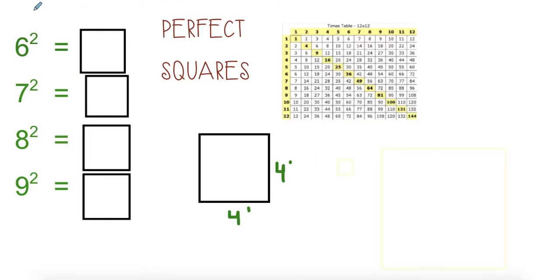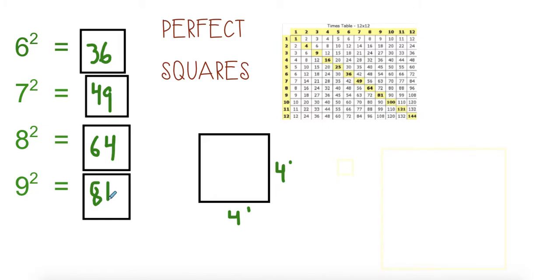And finally, we talked about perfect squares. So here are some examples. 6 squared is 36. 7 squared is 49. So 36 and 49 are both perfect squares. 8 squared is 64, and 9 squared is 81. Those are all perfect squares.